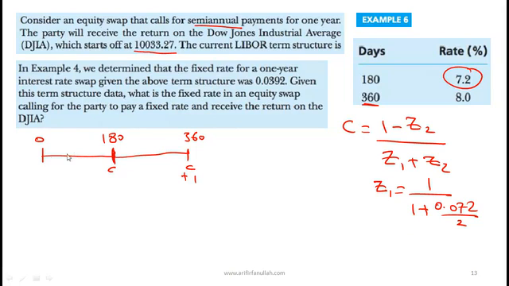Okay, because this is a half-year period, so you divide the annualized rate by 2. So similarly, you come up with Z2 and then use this formula and you will come up with C equal to 0.0392, that number that we have arrived at before. So given that the fixed rate payer is paying based on LIBOR, and given these rates, what is the fixed rate payer going to pay?